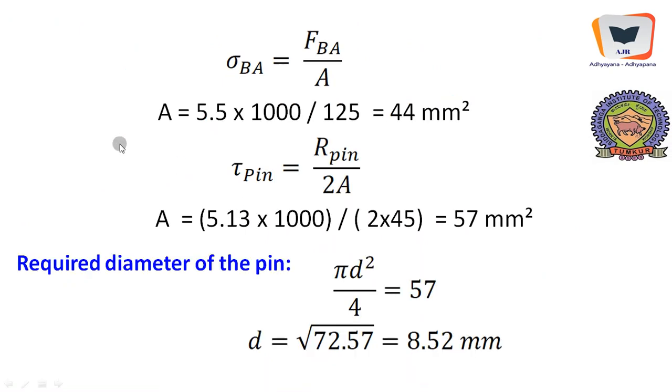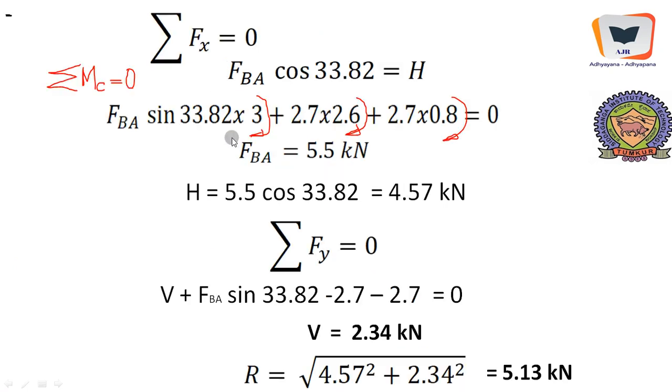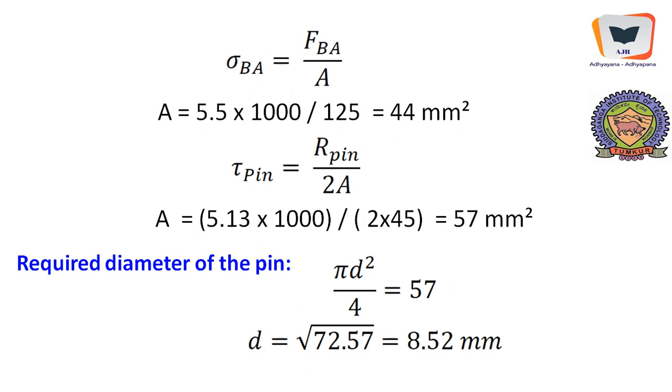And if we continue further, sigma BA equal to FBA divided by A, and the area of cross section is required because that is made out of a given diameter. The force is 5.5. The allowable stress is 125, and we are calculating the area, which happens to be 44 millimeter square.